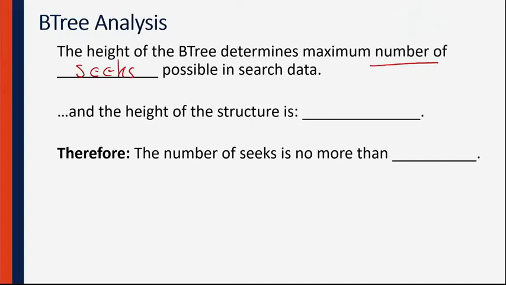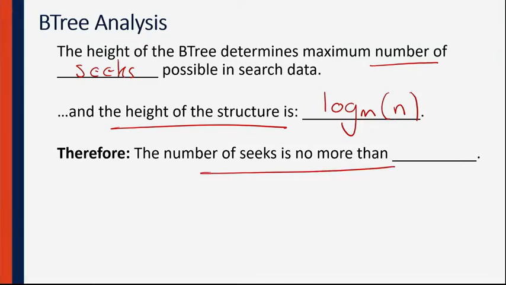We know the height of the structure decreases by a factor based on the order of the tree. So the height of our structure is always going to be log base m of n, because at every single point we're decreasing by a factor of m. So if this is log base 100, every time we're decreasing by a factor of 100. Therefore, we know the number of seeks that's required is going to be log base m of n seeks. And this number of seeks is going to be extremely low, because many B trees are going to run in order of 1,000 or more.